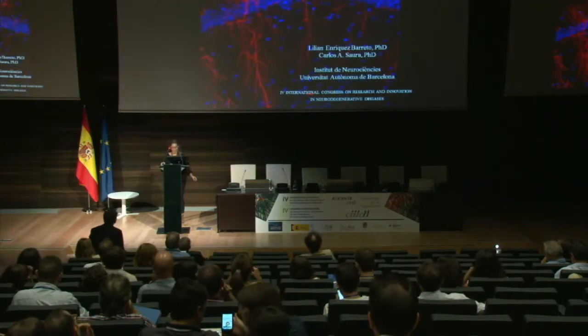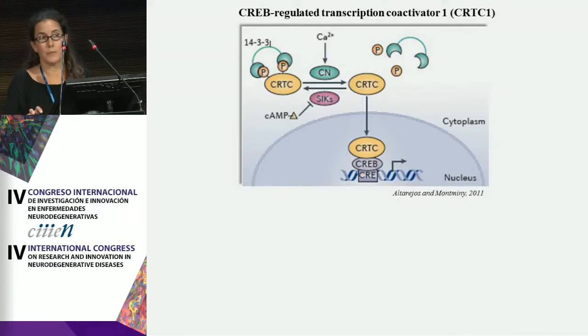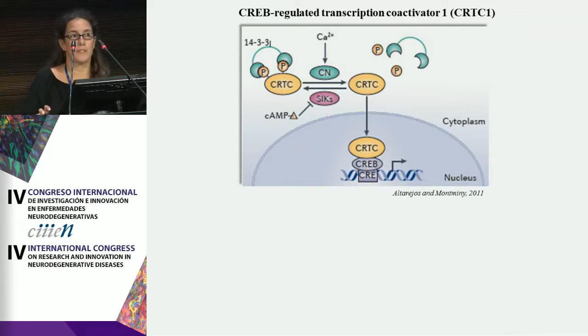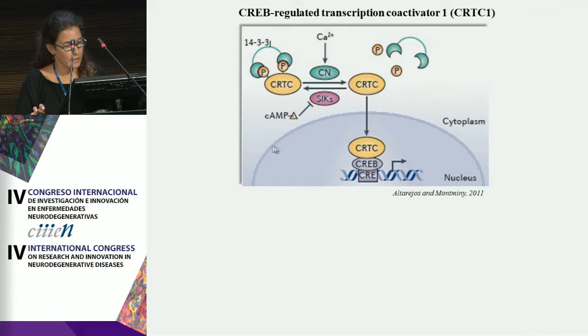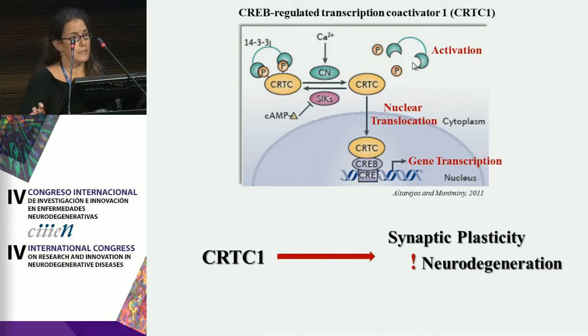Good morning to everyone, and thank you for inviting me to present my work, which is related to the CREB regulated transcription coactivator 1, CRTC1. CRTC1 is highly expressed in the brain. Under basal conditions, it's phosphorylated and located in the cell cytoplasm. Under synaptic stimulation, CRTC1 is dephosphorylated. It translocates to the nucleus, where it activates the transcription of genes related to dendritogenesis, synaptic plasticity, and learning and memory functions. However, the role of CRTC1 in synaptic plasticity, and particularly during neurodegeneration, remains unknown.